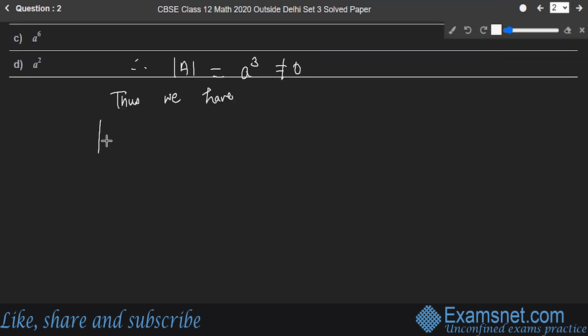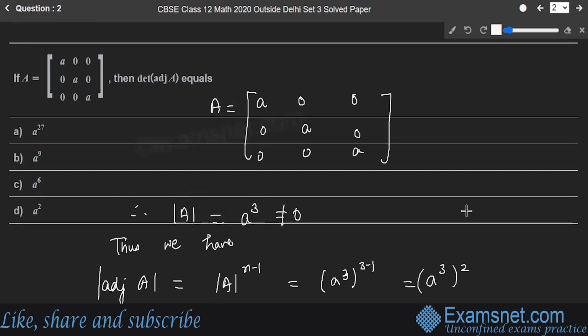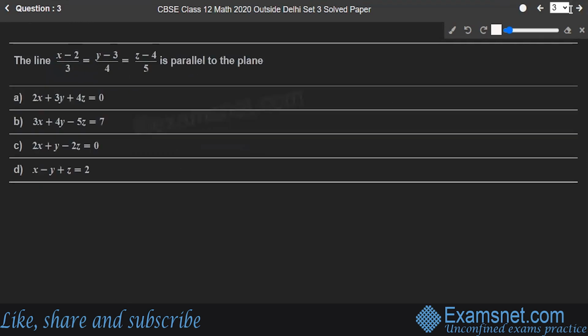Thus, we have, because this is a diagonal matrix, determinant of adjoint of A is equal to determinant of A raised to power n minus 1, which is equal to a cube raised to power 3 minus 1, that is equal to a cube raised to power 2, which is equal to a raised to power 6. That makes option C the answer. Hope you got that. Let's move to the next question number 3.